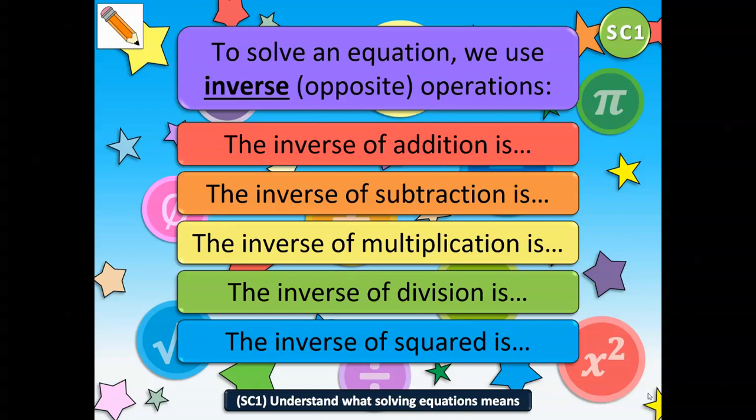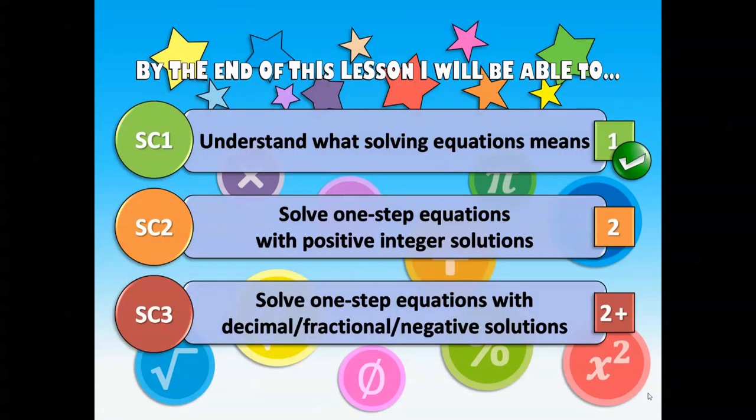So the inverse of addition would be subtraction. The inverse of subtraction would be addition. The inverse of multiplication would be division. The inverse of division would be multiplication. And the inverse of squared is square root. So now we've completed success criteria 1.